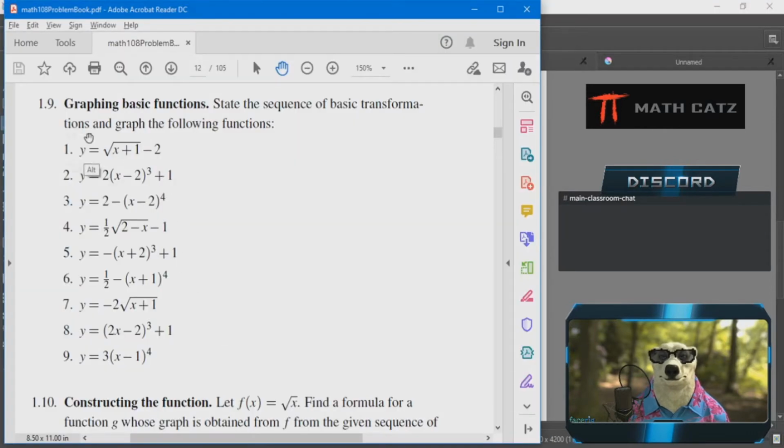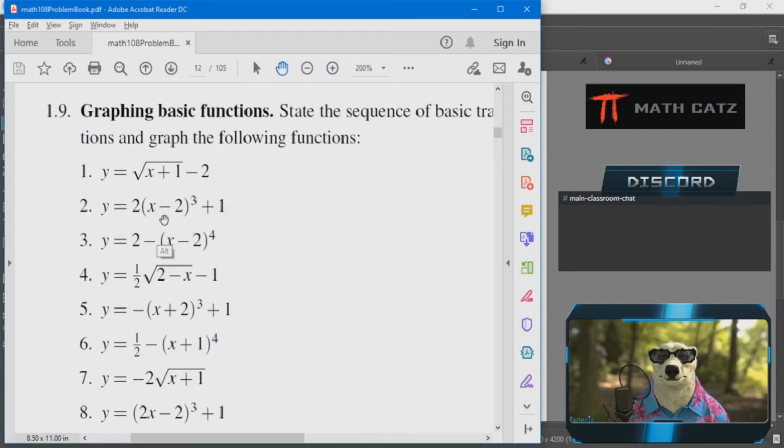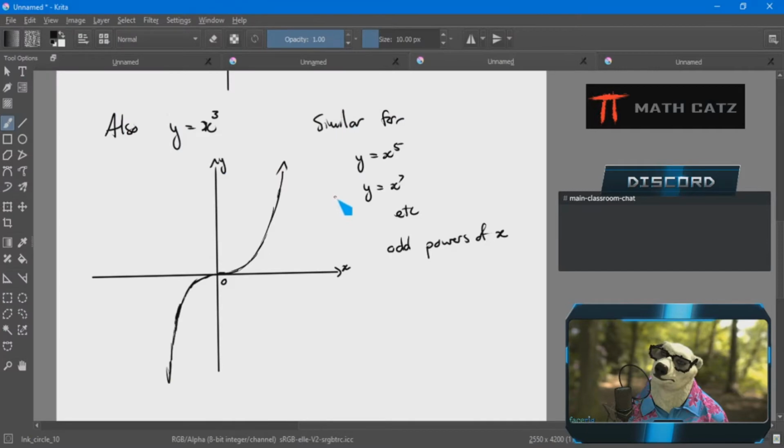And then we can look at a problem 1.9, like number 2, for example, and see that that is going to be built on the y equals x cubed function, where I'm going to stretch the graph by a factor of 2. I'm going to shift it horizontally to the left by 2 units. I'm going to shift it up vertically by 1, and I can make my sequence and do exactly the same thing. Okay, so I'll spare us that.